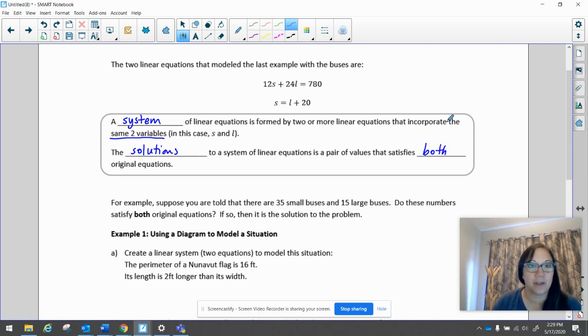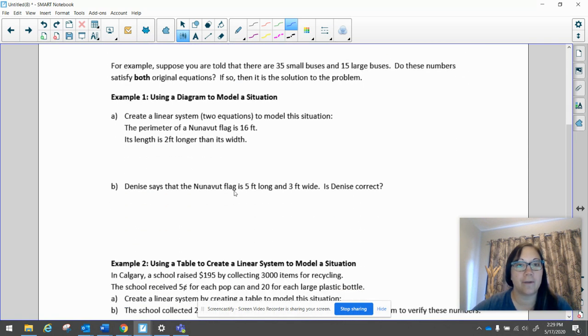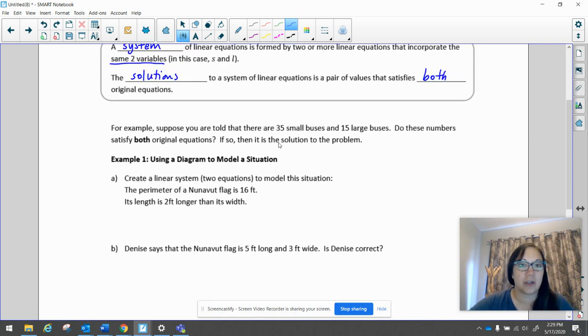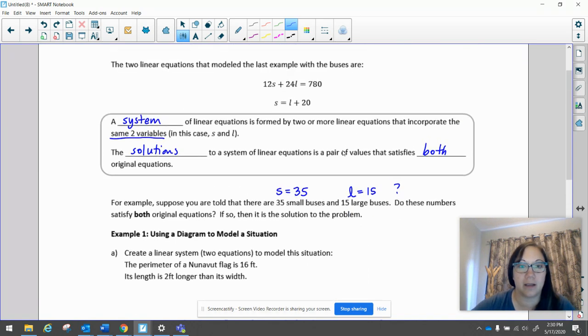So for example, suppose you are told, so we're going to change it a little bit, that there are 35 small buses and 15 large buses. Do these numbers satisfy both original equations? If so, then it is a solution to the problem. So they're asking, is it possible that there's 35 small buses and 15 large buses? Does that work? So what we're going to do is put it into both equations, and go back and check it up here.